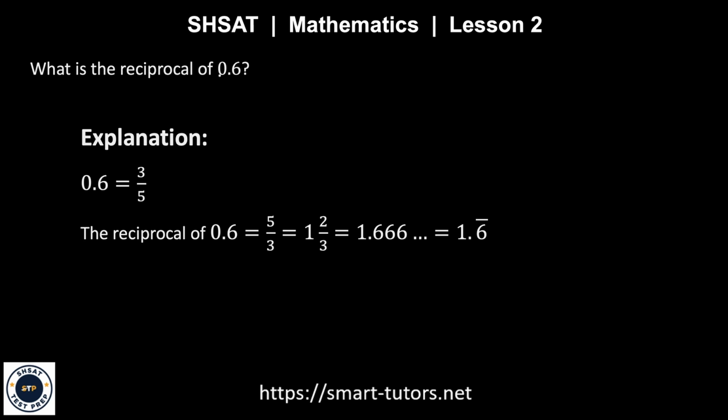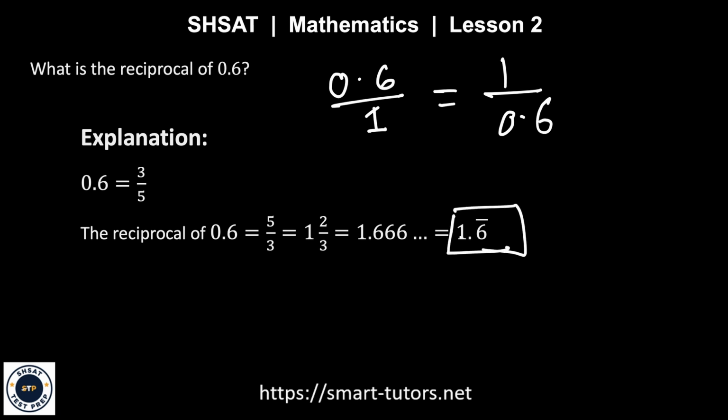Now, what is the reciprocal of 0.6? How do we do it? You can do it a different way if you want. The reciprocal means you have to find the number by flipping. So 0.6, underneath you write 1, so you can write 1/0.6, and if you divide that, you will get 1.6 repeating. So the reciprocal of 0.6 is 1.6 repeating, right?